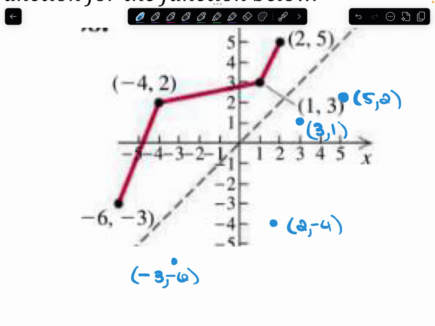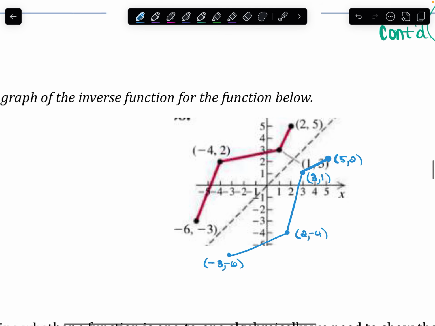So then we just have to connect them in the exact same order. So the (2, 5) went to the (1, 3). So that means the (5, 2) is going to go to the (3, 1). Straight line. The (1, 3) went to the (negative 4, 2). So then we're coming down here. Again, straight line. And then finally, over here to the (negative 3, negative 6). That one's a little curled. That's okay. And you can see they're a mirror image of each other.